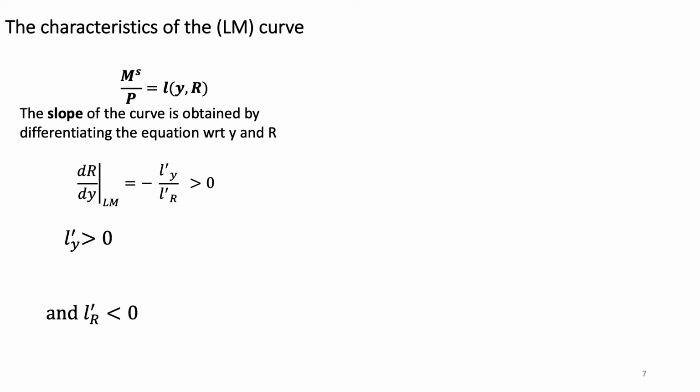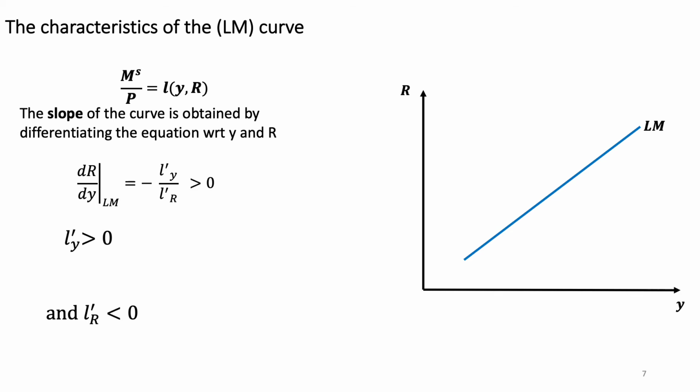Let's now take a look at the LM curve, which represents the equilibrium on the money market. LM is an upward sloping curve. To maintain the equilibrium between the demand for money and the supply of money, when Y or R varies, we need the other variable to vary in the same way. So how can we justify this increasing relationship?